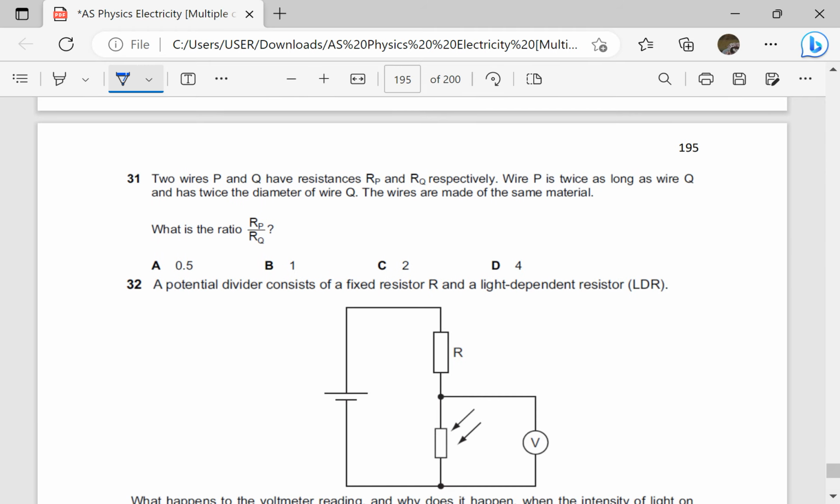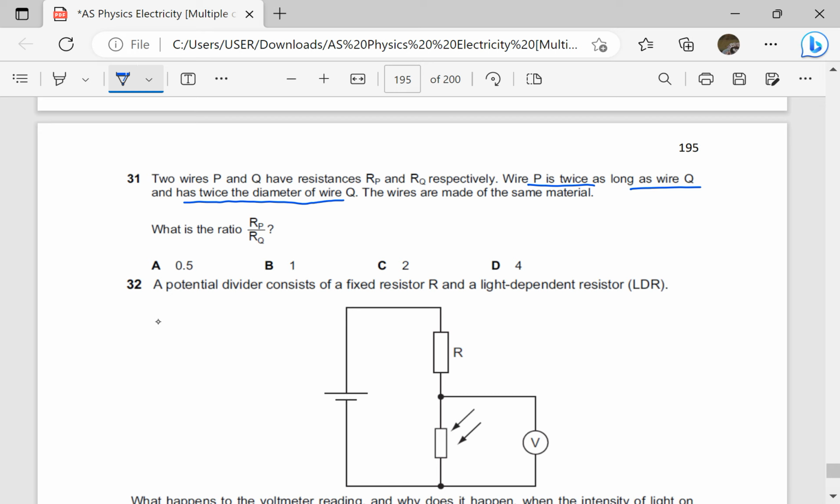Two wires P and Q have resistances Rp and Rq respectively. Wire P is twice as long as wire Q and has twice the diameter of wire Q. The wires are made of the same material. What is the ratio Rp over Rq?